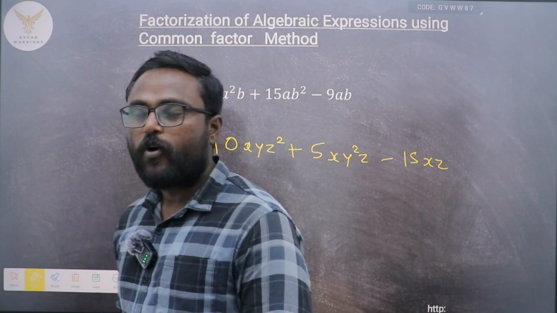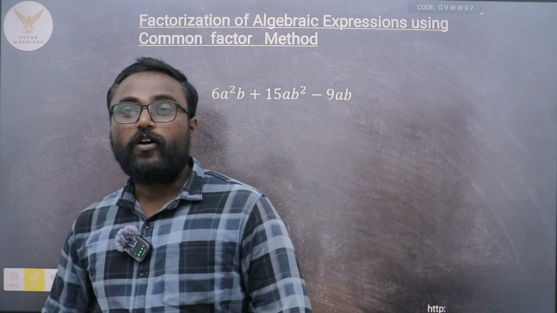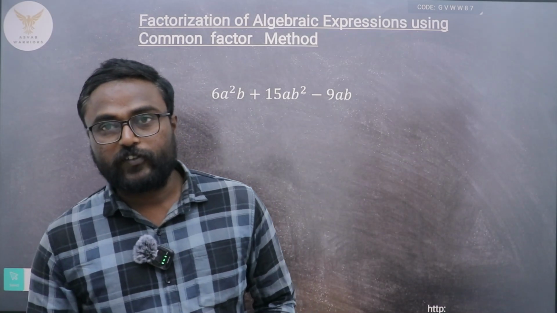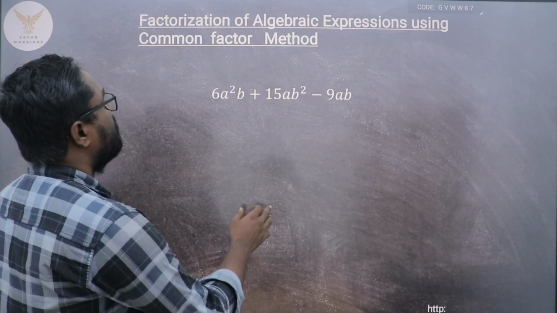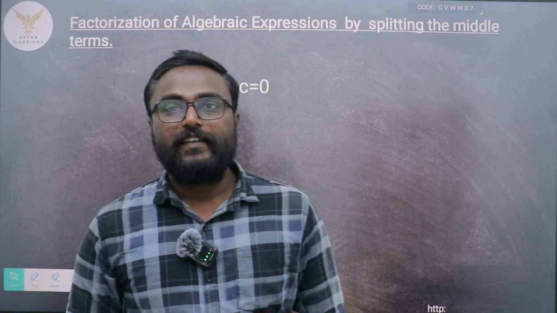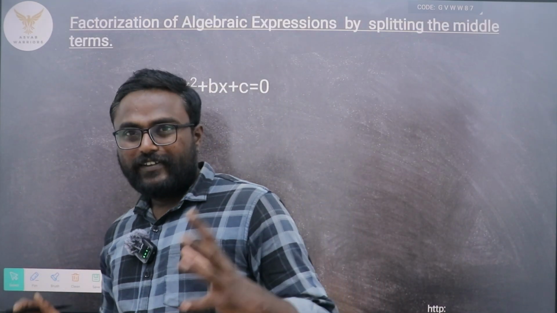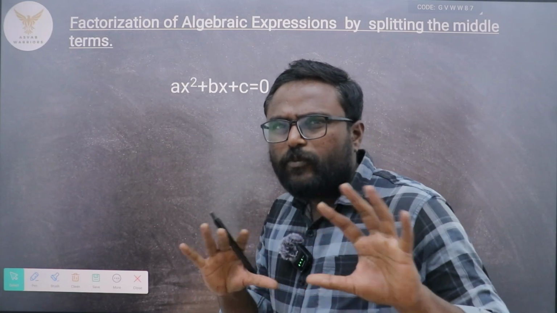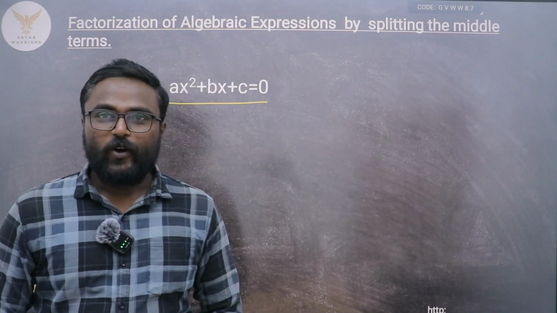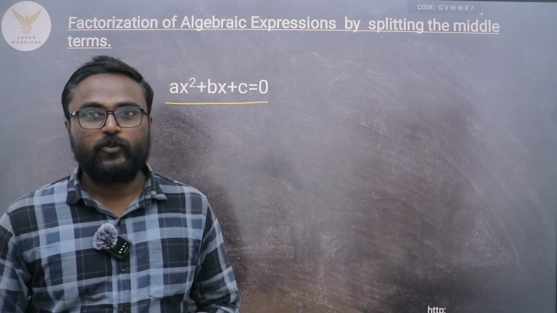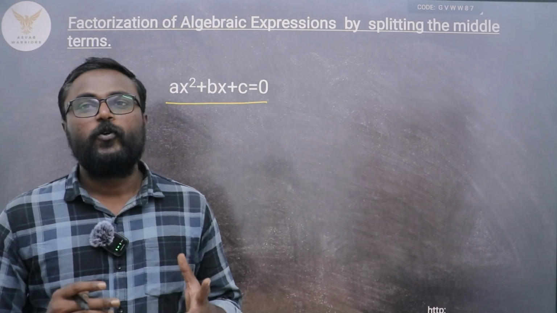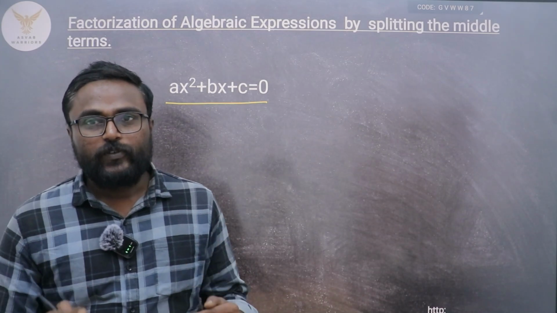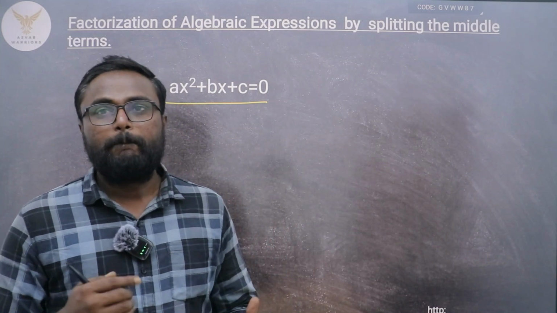Now we are going to move on to the method called splitting the middle term. Whenever factorization is not possible with the common factor method, we will be using the method called splitting the middle term. It's not that difficult, guys. I will help you out in learning that in the easiest way.